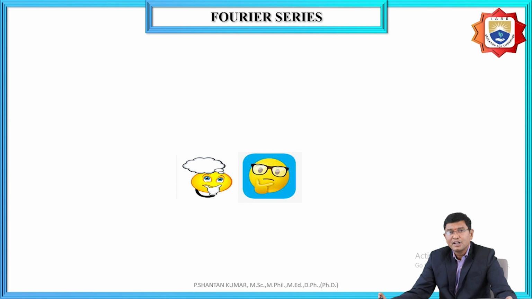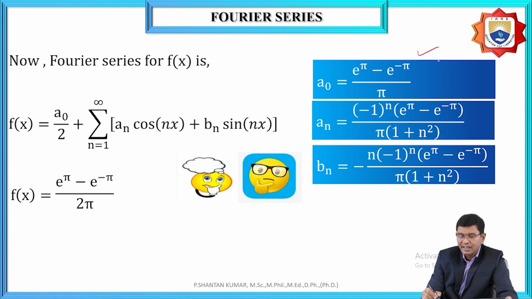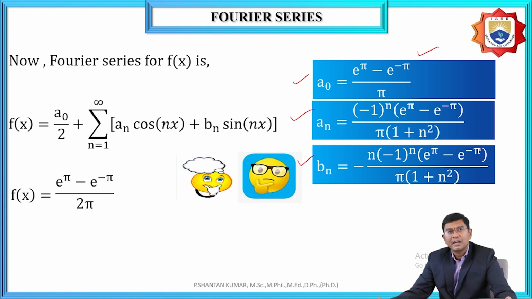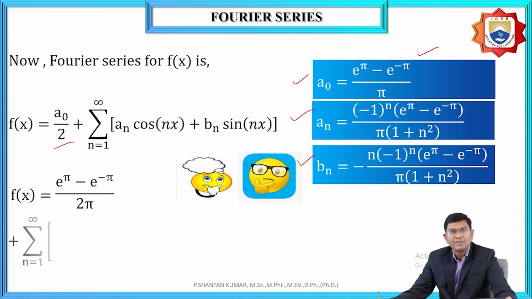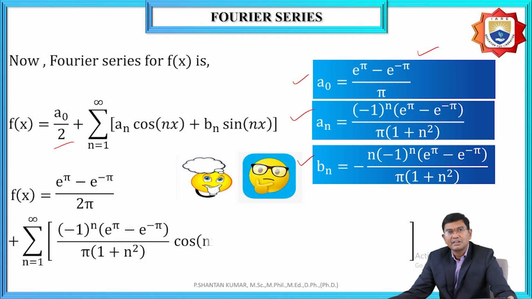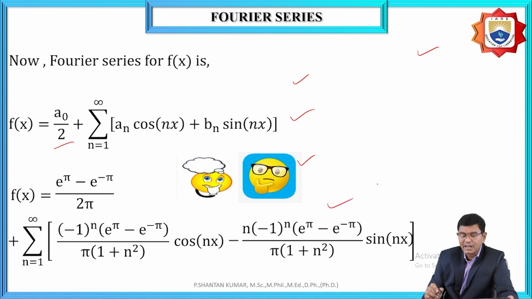And after getting these a naught, an and bn, our required Fourier series is f of x equal to, when we replace all these values, clearly f of x is equal to e power pi minus e power minus pi by 2 pi, because in a naught, an and bn, e power pi minus e power minus pi by 2 pi is common, since 2 is already present and pi is available in the denominator, plus the rest of the thing, summation n is equal to 1 to infinity. This is the clear information.